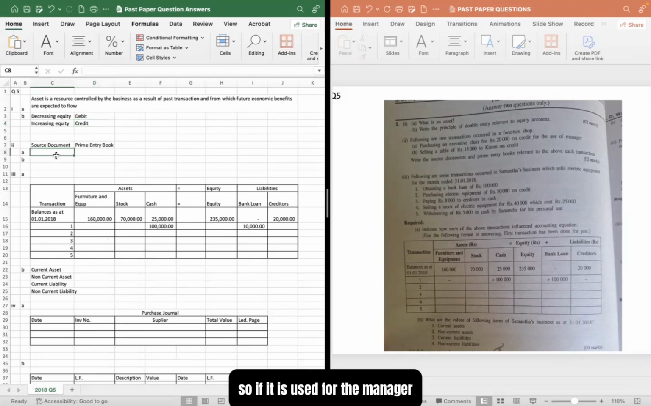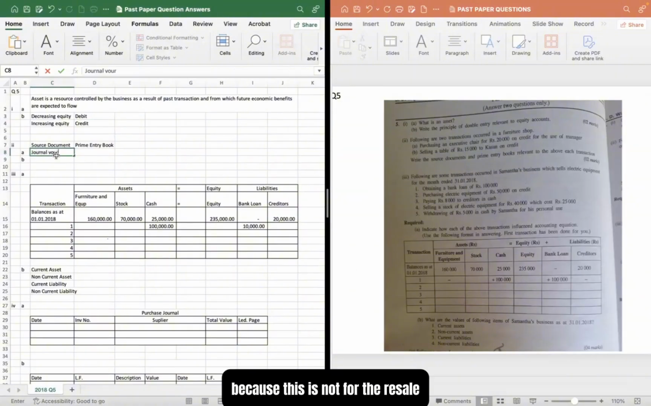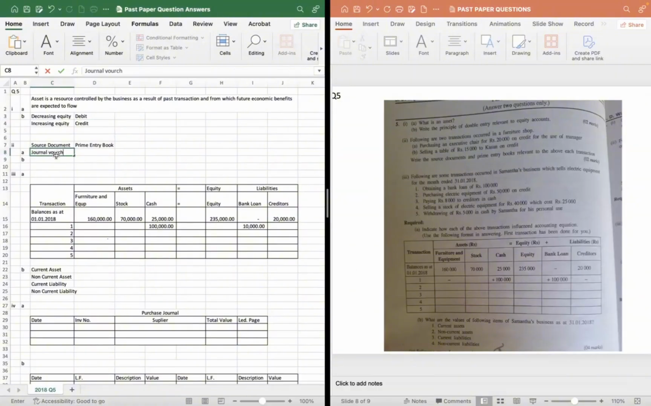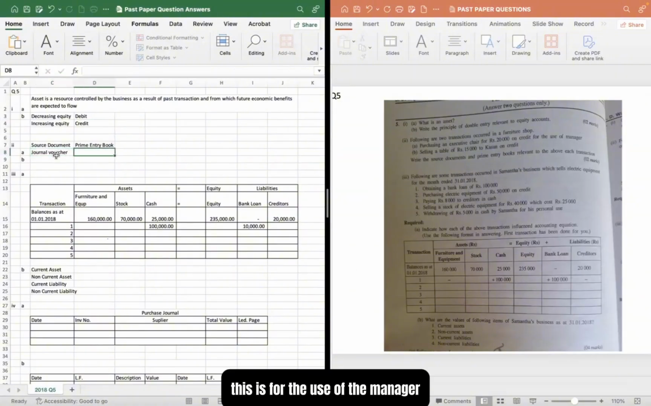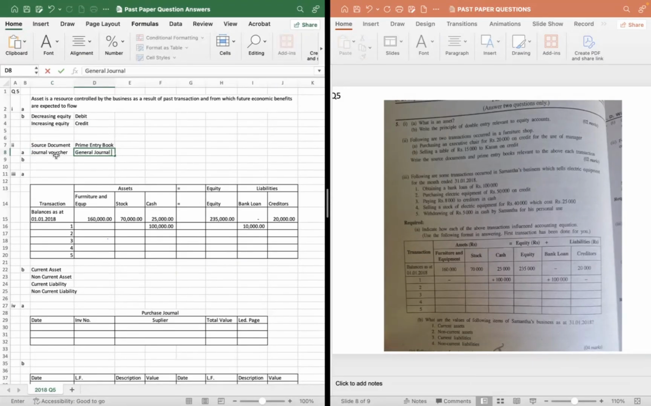If it is used for the manager, then what is the source document? That is the journal voucher, because this is not for resale, this is for the use of the manager. And you have to record it in the general journal.